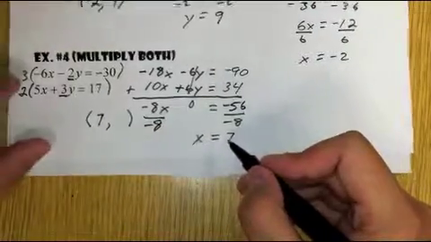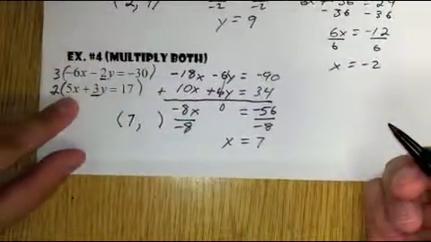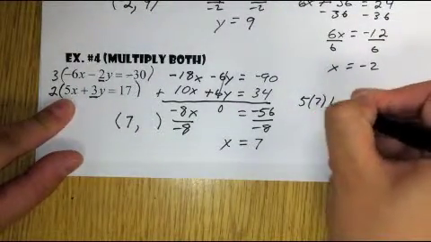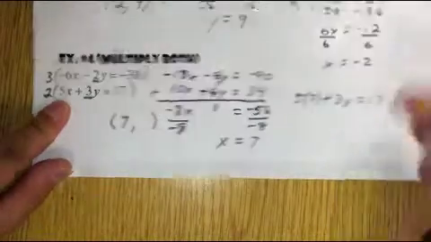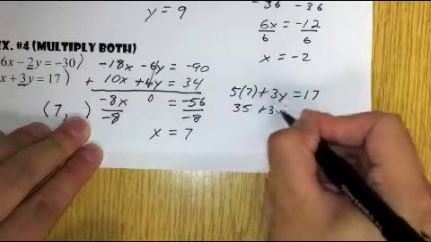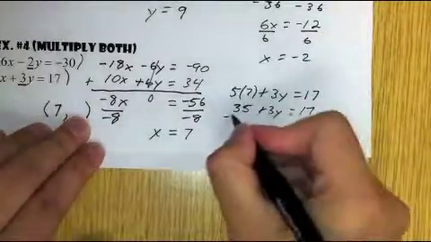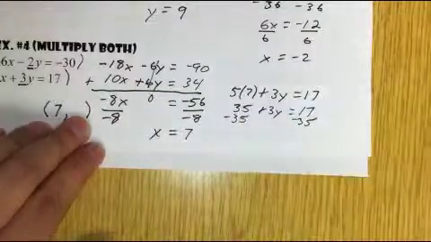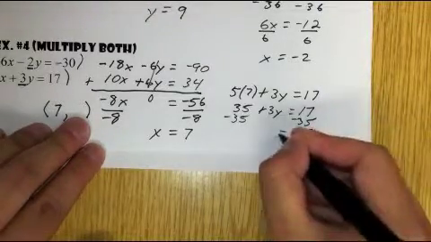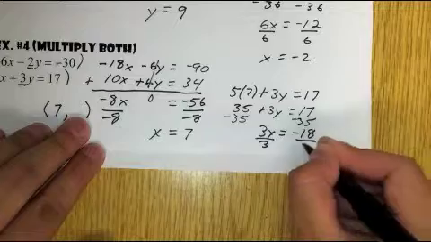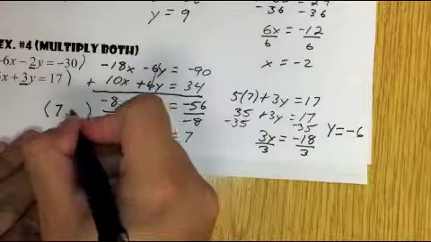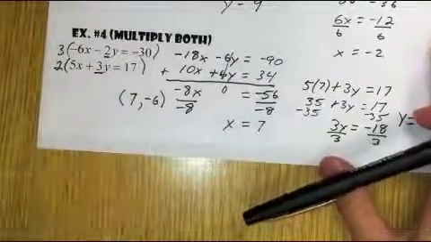Okay, so let's plug 7 into this bottom one. Once again, it's all positives. I like working with positives. So 5 times 7 plus 3y equals 17. 5 times 7 is 35 plus 3y is 17. Subtract 35. Okay, so we have 17 minus 35, which is negative 18. Divide by 3. You got it. y equals a negative 6. Put that into your final answer. And did we find a solution?